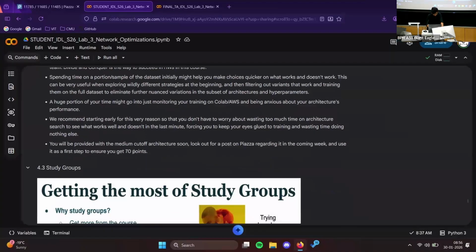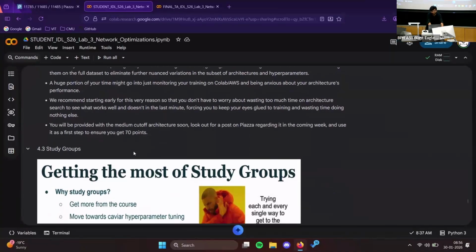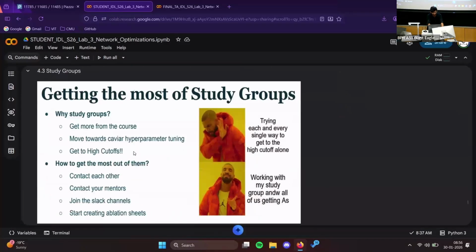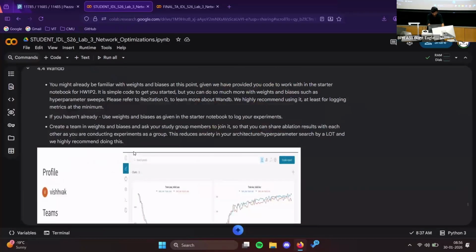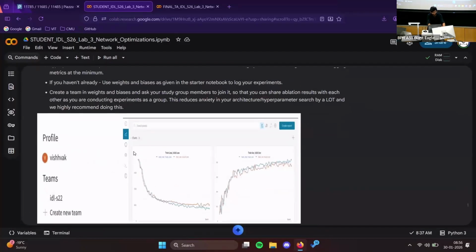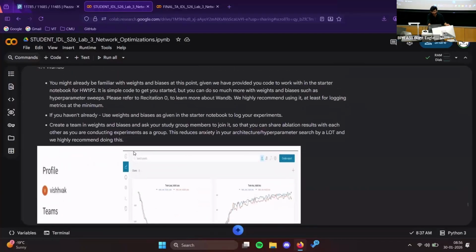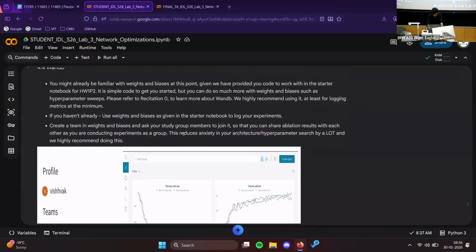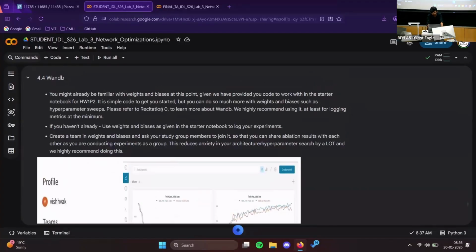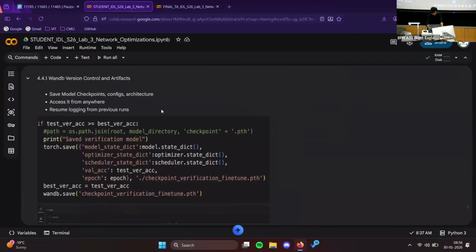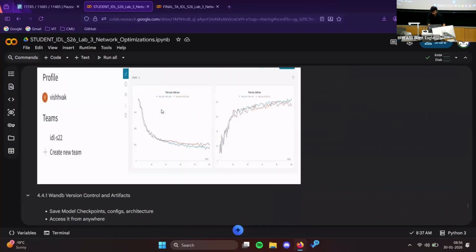When it comes to sharing, you can create a team in W&B and share those runs, because if you create a team, every member of your team can see each other's runs, and they can analyze the results, and they can decide which works and which doesn't work. And W&B also has a good feature called sweeping.